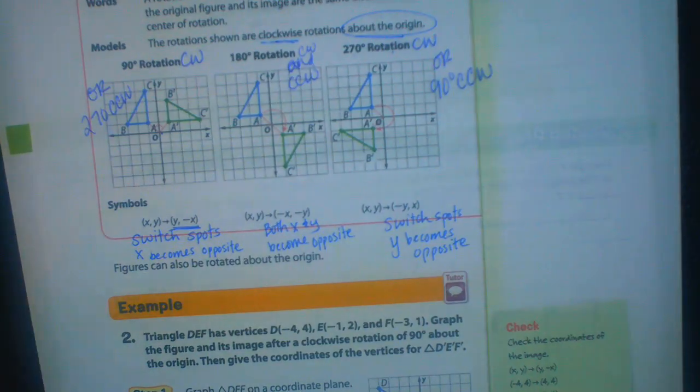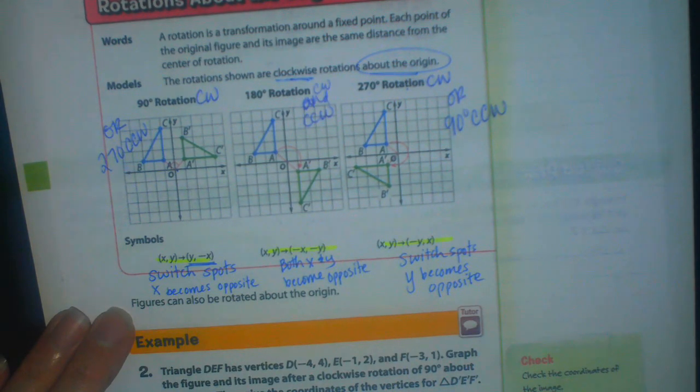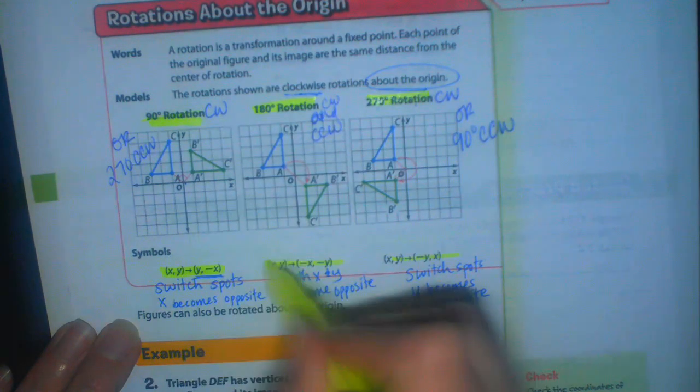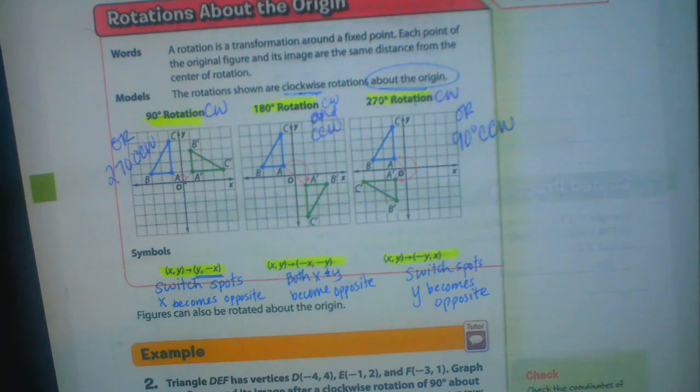Make sure you have these written down somewhere. These rules will help you, and they might be on your quiz.